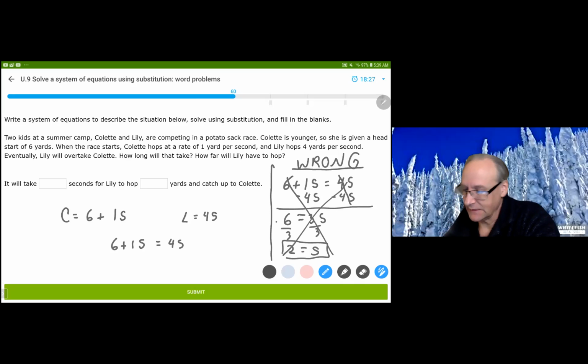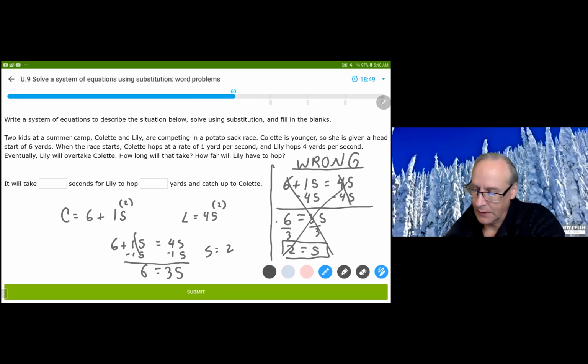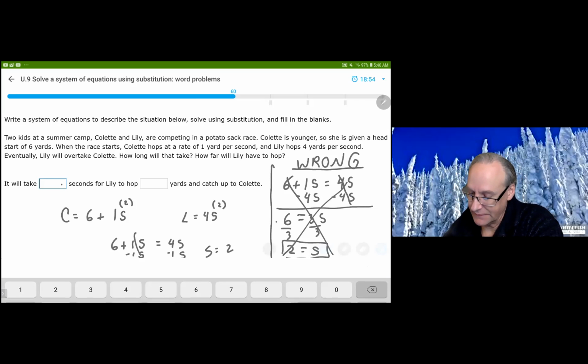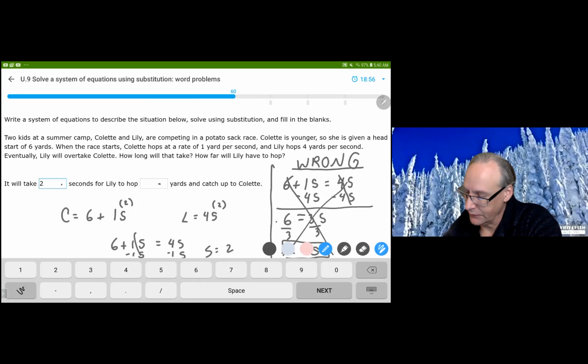Well, it does make sense, and so the best option is to subtract the 1s from both sides. And you do get 6 is equal to 3s, and of course s is equal to 2. And to check our answer just takes a second. Lily's going to be at 8 yards, and Colette's going to be at 8 yards. So there we have it. It will take, man, that's a fast race, 2 seconds. And they're going to be at 8 yards.